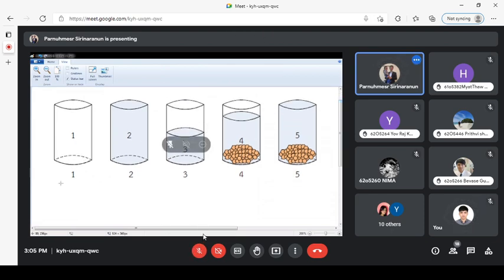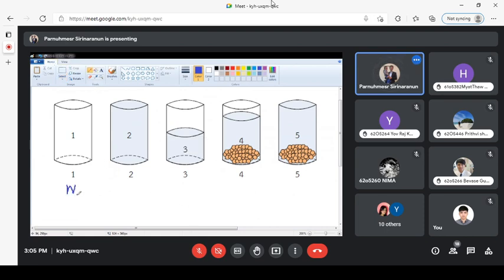Okay. State 1. State 1 is only the weight of the container only. Okay? Because you don't fill anything inside this, and you measure the weight of this container. You get only the weight of the container. Clear? The weight of the container equals the weight of state 1.